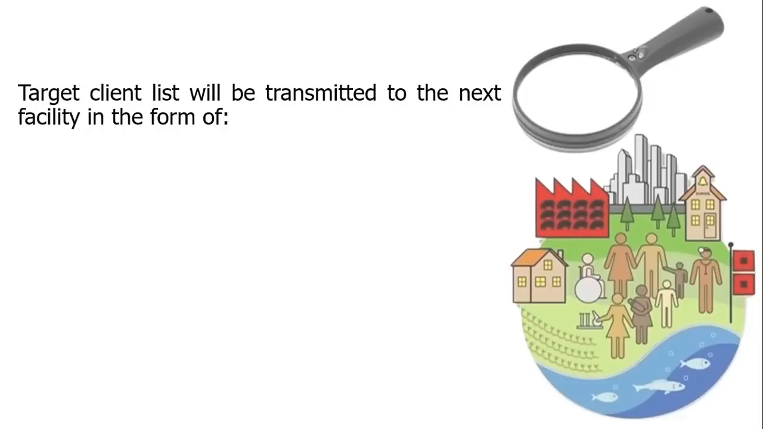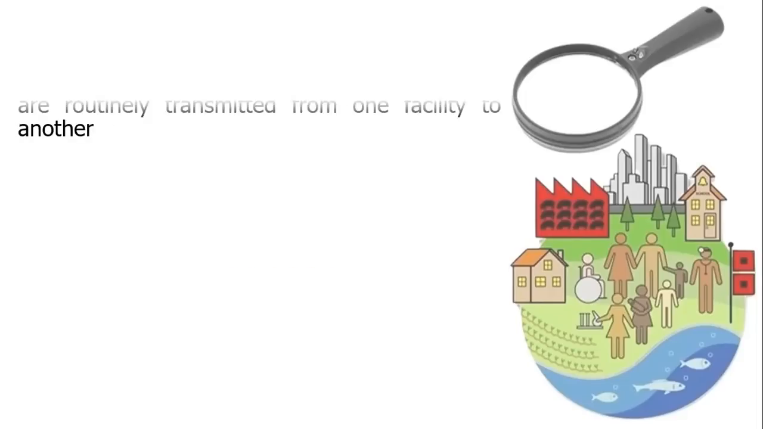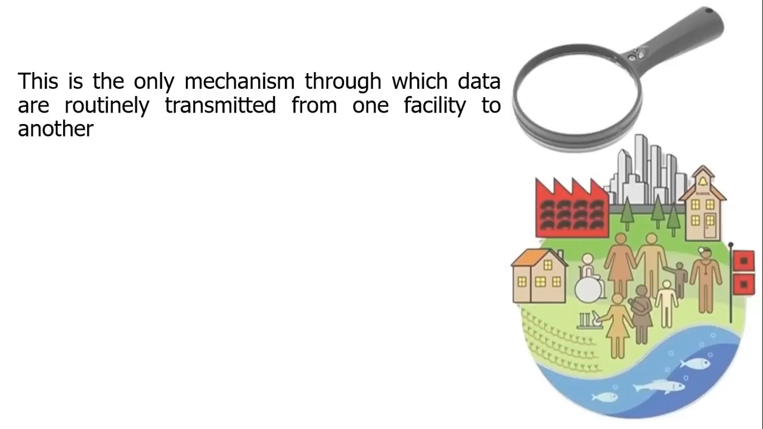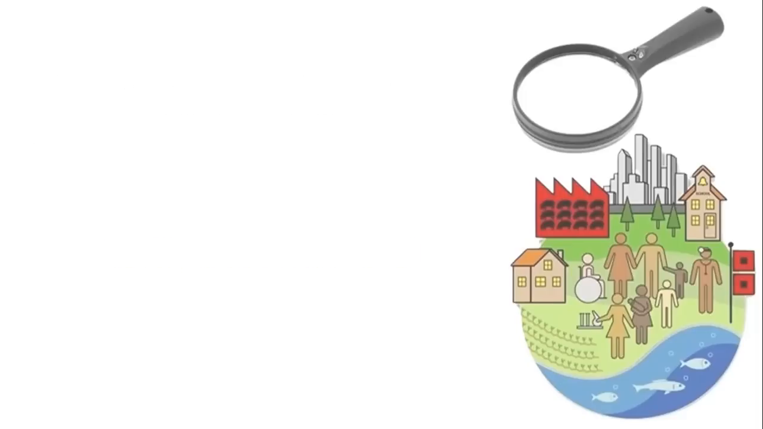Target client list will be transmitted to the next facility in the form of output record. Output record naman. Then, this is the only mechanism through which data are routinely transmitted from one facility to another. Family treatment record, di ba? Yan lang yung nata-transfer. Kaya punta yan sa barangay health center, dalhin sa RHU, pag di kaya sa RHU, dalhin sa primary hospital or sa pinili mong hospital.